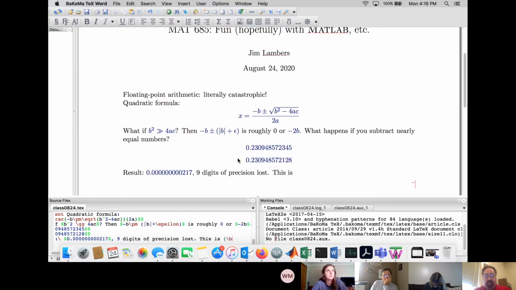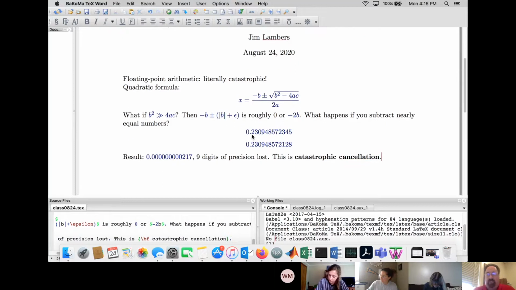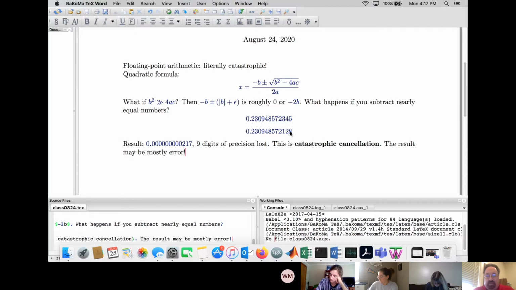And this is called catastrophic cancellation. Really, cancellation can happen any time you're subtracting two numbers that are close. But if the numbers result from prior computations, so they already have some error in them, then that's what we call catastrophic. So the result may consist mostly of error that results from prior computations. Therefore, the result is essentially useless beyond whatever digits didn't cancel here. Okay.